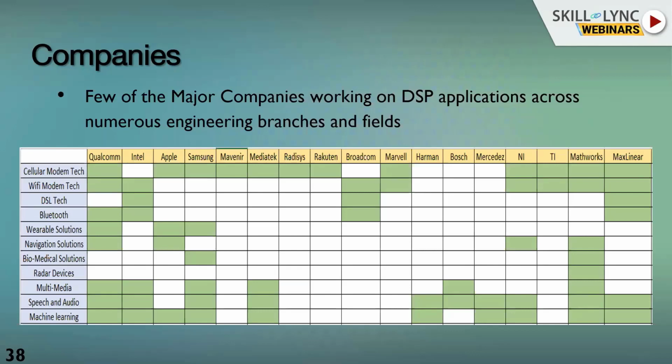Then there is MaxLinear, which is also working in cellular and wireless modem technology, developing hardware for the modem technology and working in machine learning and speech and audio processing. So these are a few of the major companies working on DSP applications. There are many more companies which are working, and many more technologies which are using DSP. But I felt these are some of the most important ones, and that's why I mentioned them here.